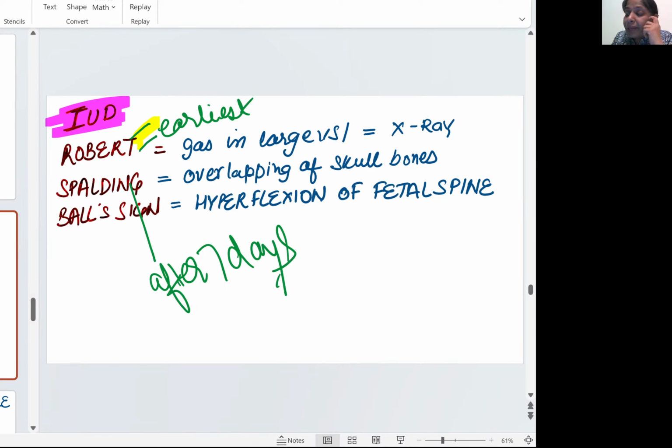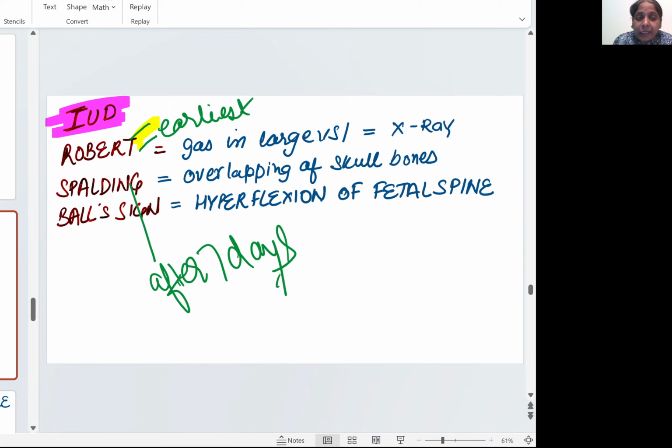The brain matter, the cerebral cortex, undergoes liquefaction. So there is overlapping of the skull bones, which is called Spalding sign. Spalding sign is seen on X-ray.